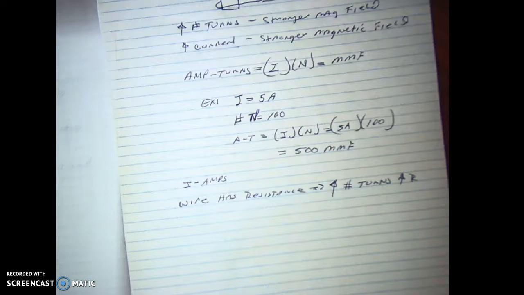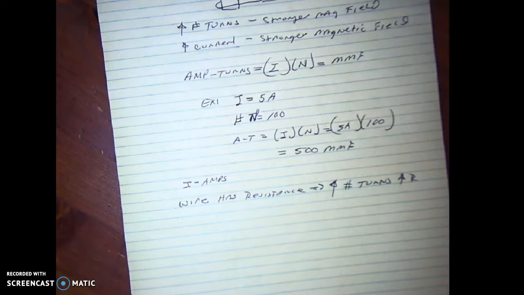When we talk about fields aiding and fields canceling, with aiding we're taking magnetic fields and increasing them, so this is becoming stronger. When we say fields canceling, this is opposing, so we're actually canceling it out.